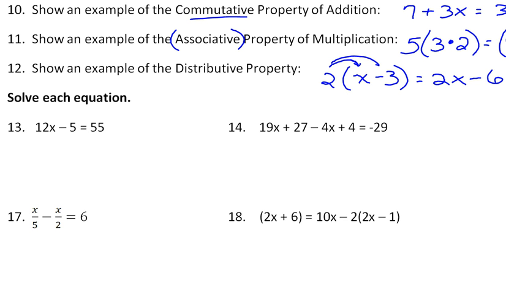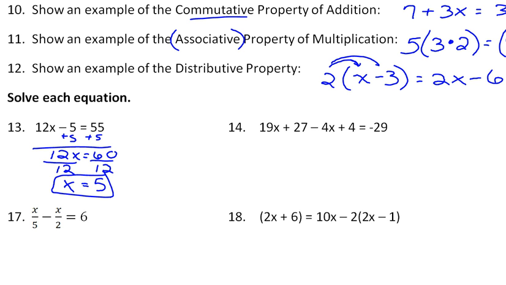Okay, 13, 14, 17, and 18. Just solve each of these. Add 5 to both sides. 12x equals 60. Okay, get rid of the 12 in front of the x. We divide. 60 divided by 12, x equals 5. Yay! Number 14.